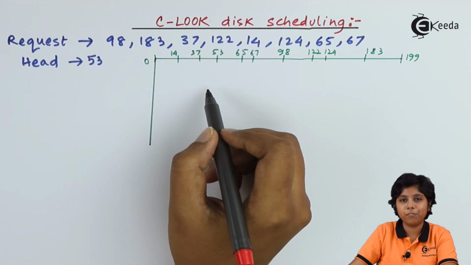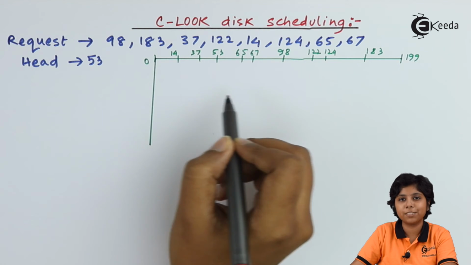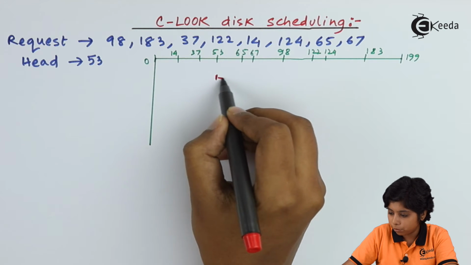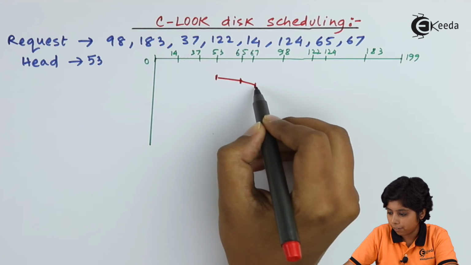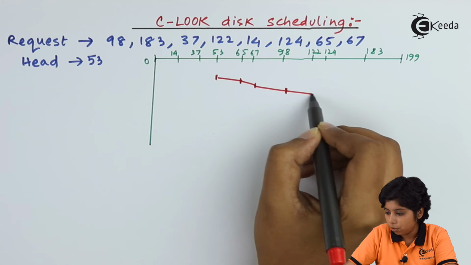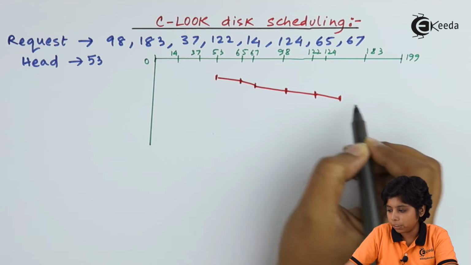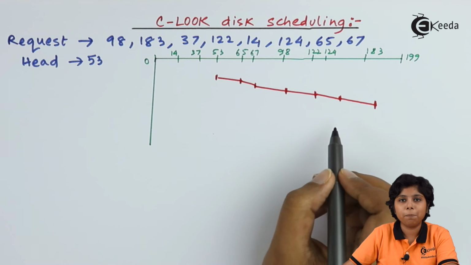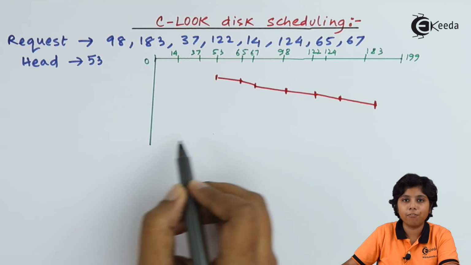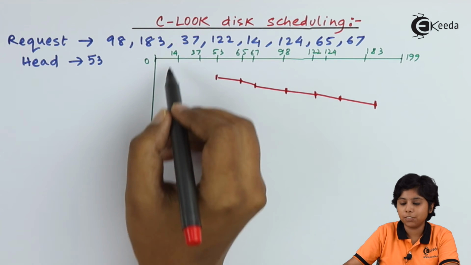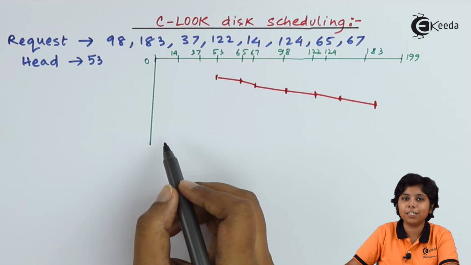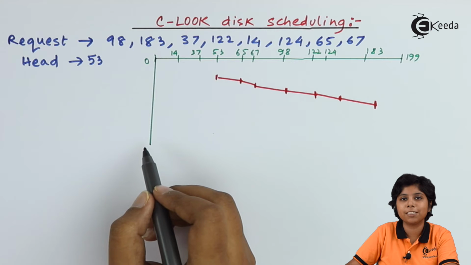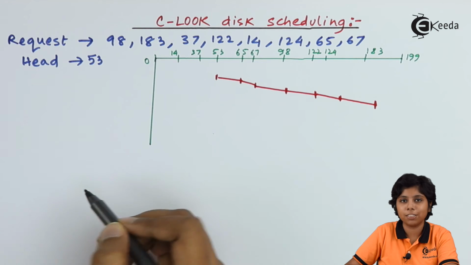First, from 53 we will move to 183, servicing the requests all the way. From 53 to 65, then to 67, 98, 122, 124 and finally 183. Now while coming back to the other end, it will reach the final request on this left end, that is 14, but not servicing the request. Now when it comes back to 14, it will reverse its direction and service the requests along the way.